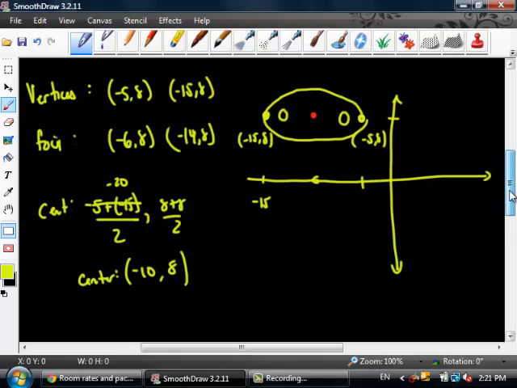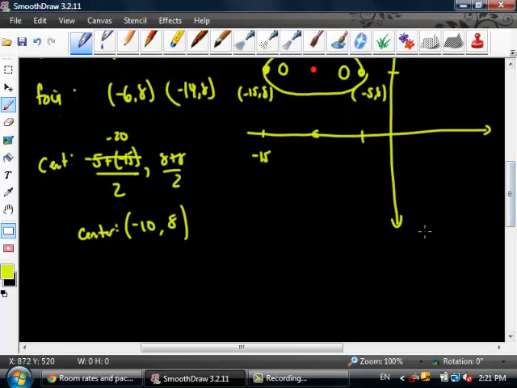Okay. All right, so now that we have the center, do we have enough information to write at least half of the ellipse's equation? Alan, what does that look like? What does an ellipse always equal? 1. Okay, now it's just figuring out what goes underneath here.